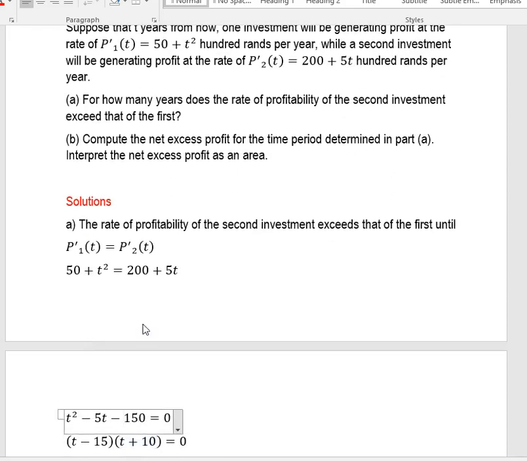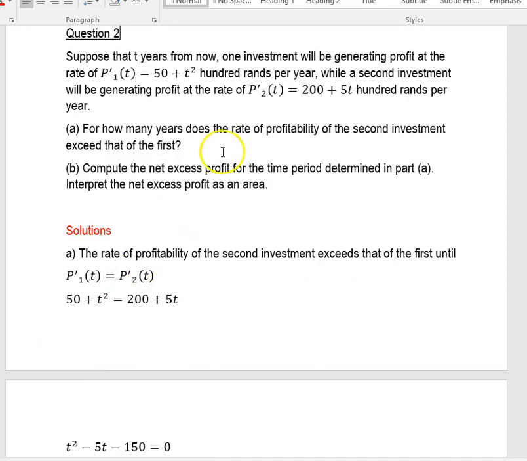In example 2, we are told that suppose that t years from now, one investment will be generating a profit of P1'(t) = 50 + t^2, in hundreds of rands per year, while the second investment will generate a profit at the rate of P2'(t) = 200 + 5t, in hundreds of rands per year. Now we're told to find how many years the rate of profitability of the second investment exceeds that of the first. We are looking at the difference in profit between two investments.